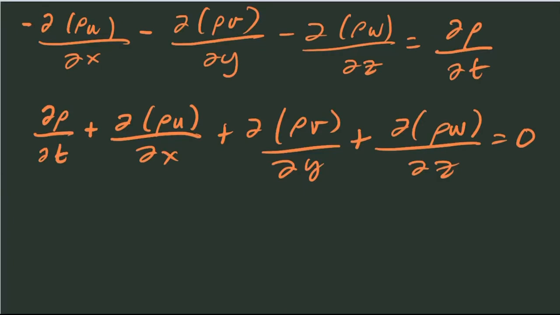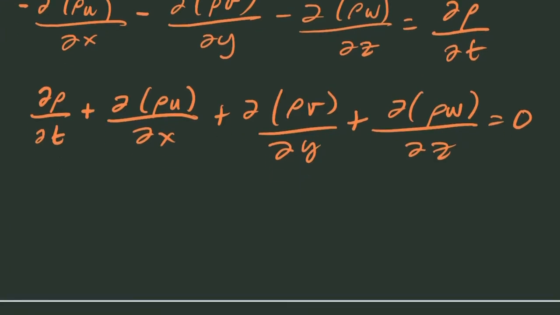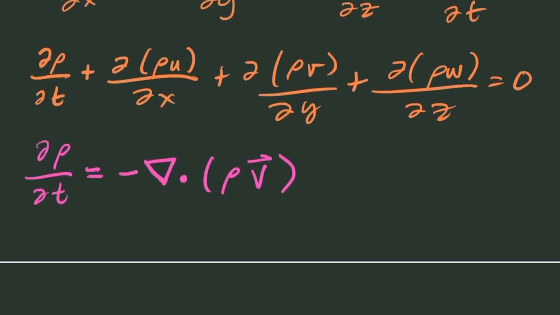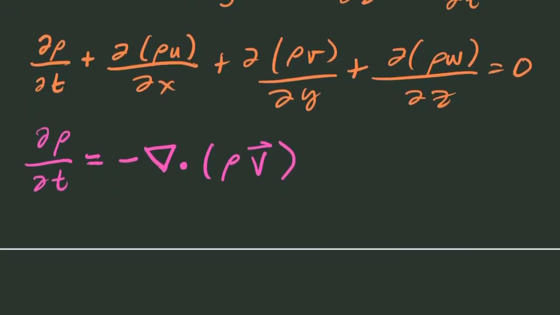You can also express this in vector form, which is d rho over dt, bakit rho? Kasi rho over dt is equal to your negative rho times your gradient dot v, or this is your gradient operator. You also saw this on our material derivative.